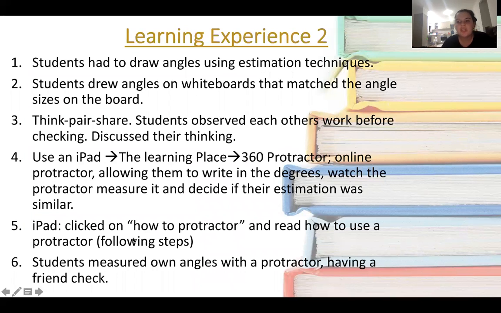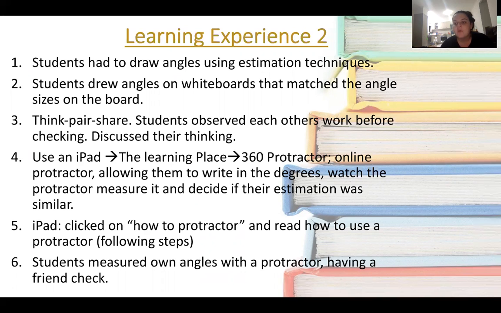Learning experience 2. This was an estimation activity for students to recognize how important it is that angles are measured correctly. Students drew angles to match the sizes I'd listed on the board. They were then able to think, pair, share with a partner. They then used a protractor on an iPad to show them each angle measured correctly.